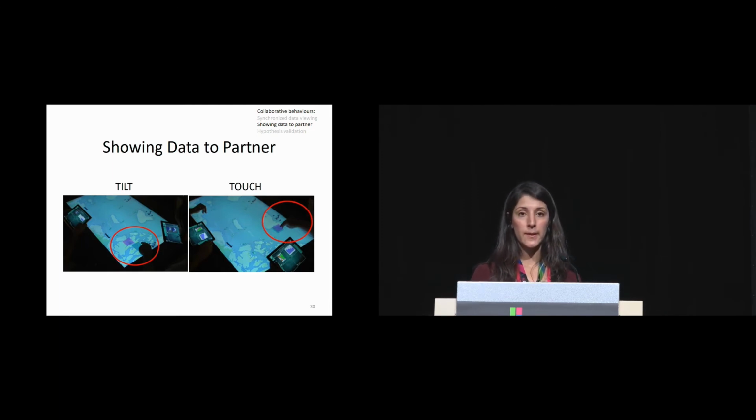In Tilt, a participant had to point to a location on the map and ask their partner to move their ROI to that location. The verbal and gestural communication had to be clear to make sure that the ROI was moved to the correct location on the map. In Touch, however, people used the flexible ownership of the ROI and moved their partner's ROI for them.